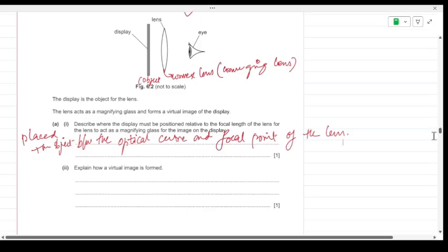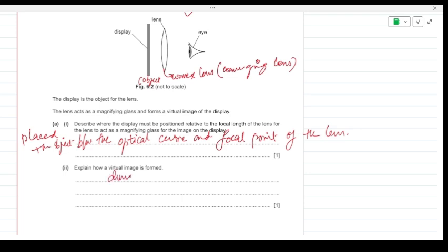Our virtual image is formed by the diverging rays of light.